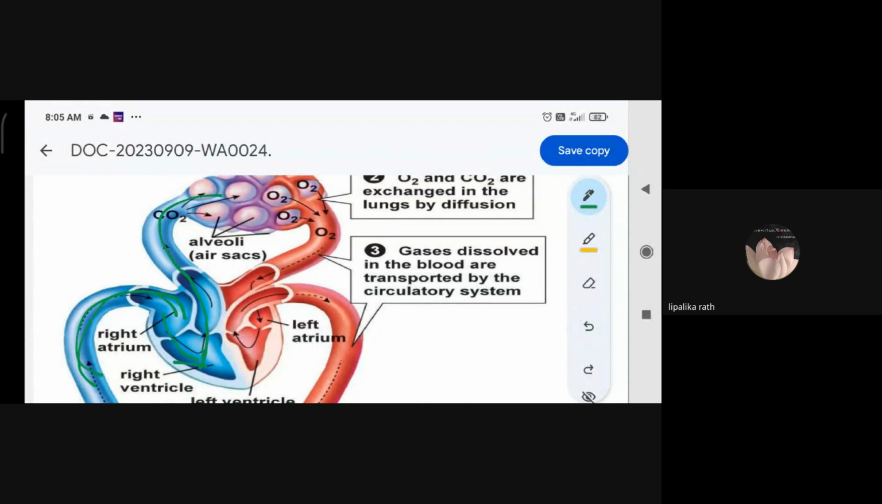Now from the lungs the blood is getting oxygenated, and now oxygenated blood is coming to the left atrium through the pulmonary vein. Now from the left atrium it is coming to the left ventricle. And the final pumping of blood is done by the left ventricle, and from the left ventricle the blood is going out throughout the whole body.